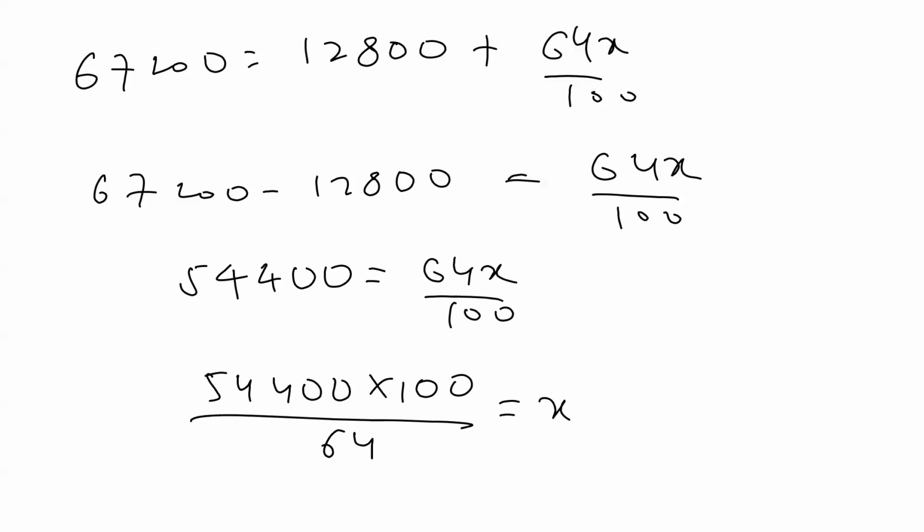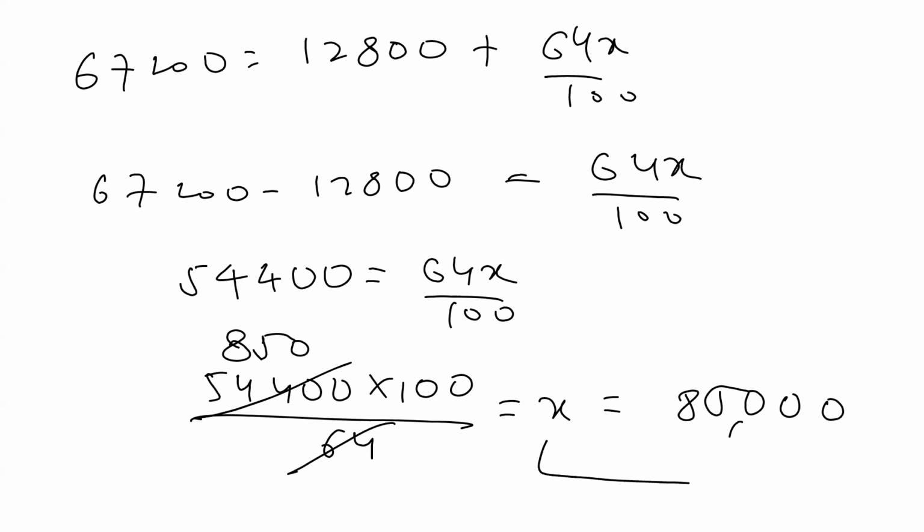If you reduce this, you'll get somewhere around 850. You go on reducing by 2, then by 5, and you'll get 850. So this is 85,000. So that is x. The x is the property value. So the property value, which is the value of the stock, is nothing but rupees 85,000. I hope you understood this particular solution.